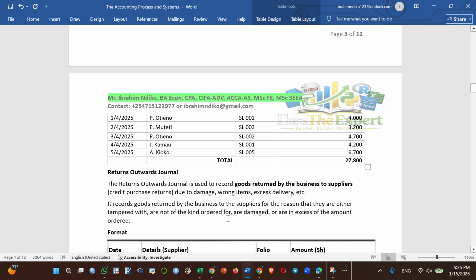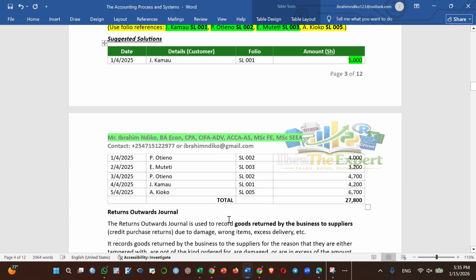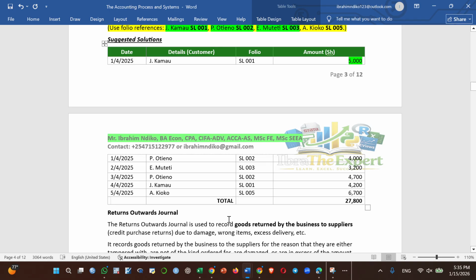So let us count the total from date 1 to the last date. The first one was 5,000 plus 4,000 plus 3,200 plus 4,700 plus 4,200 plus 6,700. I'm getting 27,800. I think that one is correct.